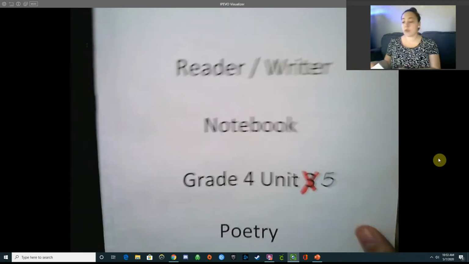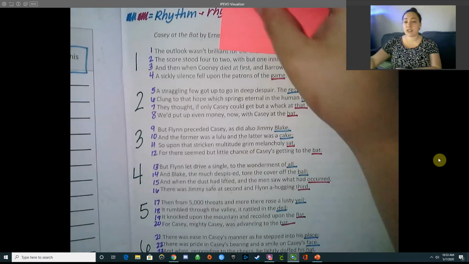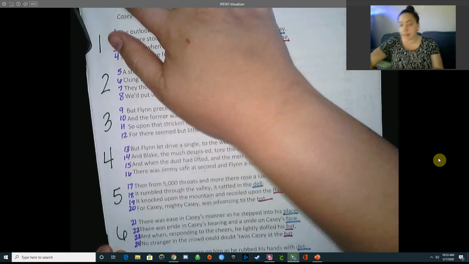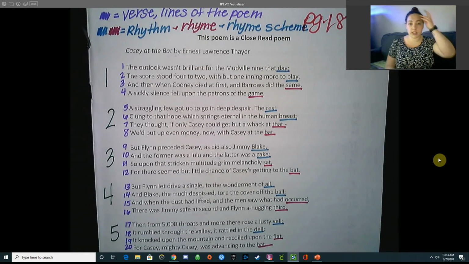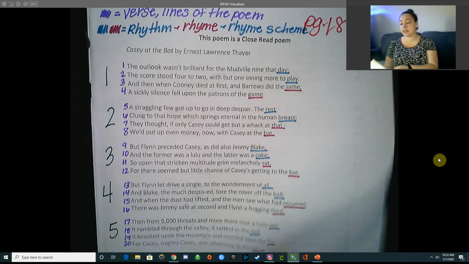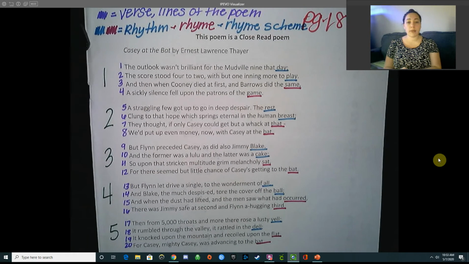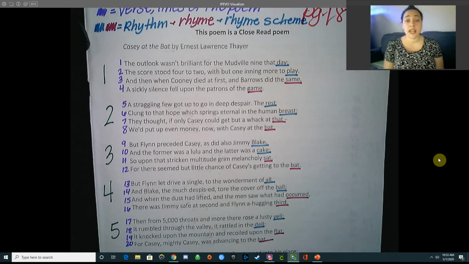So I'm going to have you open up your reader-writer notebook to page 18. Your page 18 should look somewhat similar to my page 18. On pages 18 and 19, because remember this poem has 2 pages, you'll find the poem, and then I have marked up my poem. I have done a close read of the poem, and I have stopped, jotted, and marked it up. So I'm going to go over this first before we get into the task for today.